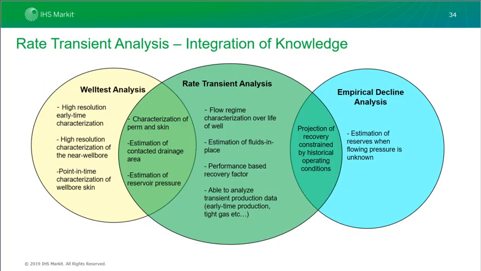Now, in the past, there was on one side the well testing methodology, and on the other side, decline curve analysis. Now, though, modern production analysis, or RTA, is the integration of knowledge that allows you to get some of the well test side and some of the empirical side, as well as producing its own deliverables like performance-based recovery factors, flow regime characterization over the life of the well, as well as being able to analyze transient data from lower permeability reservoirs.